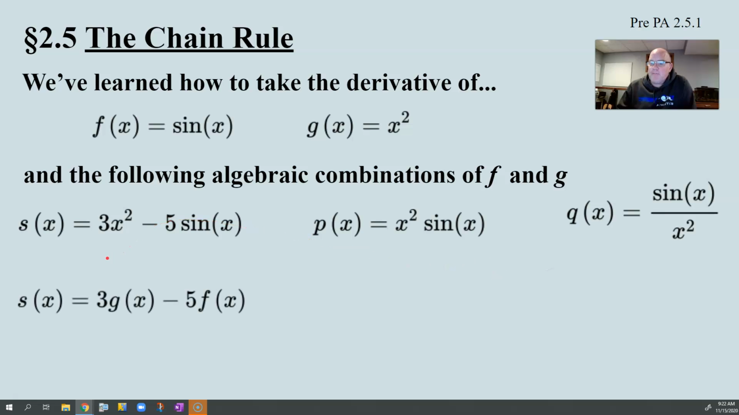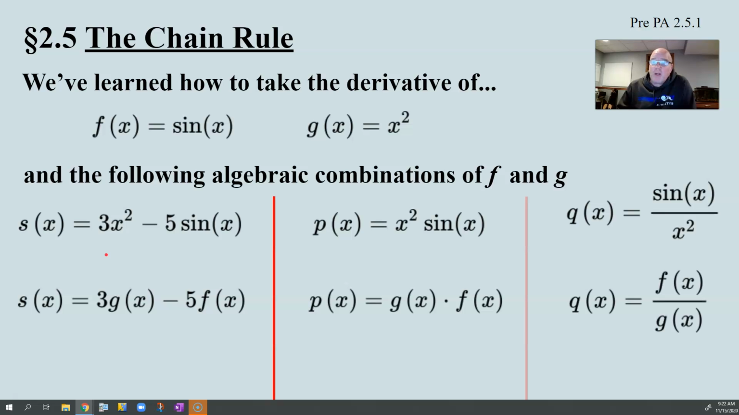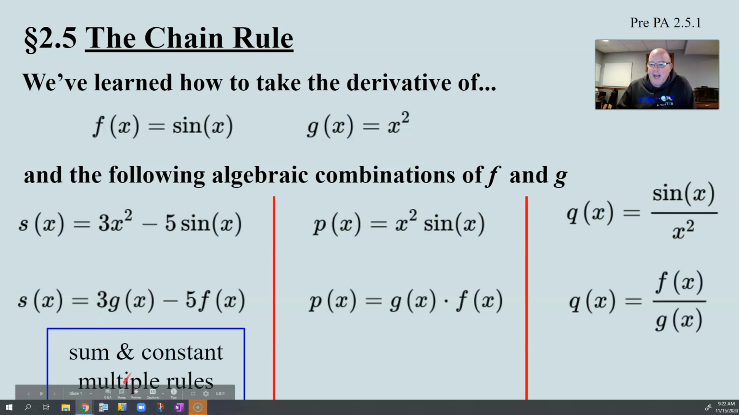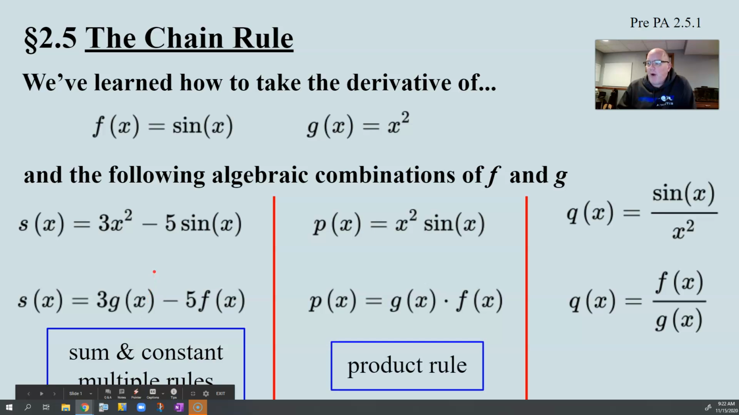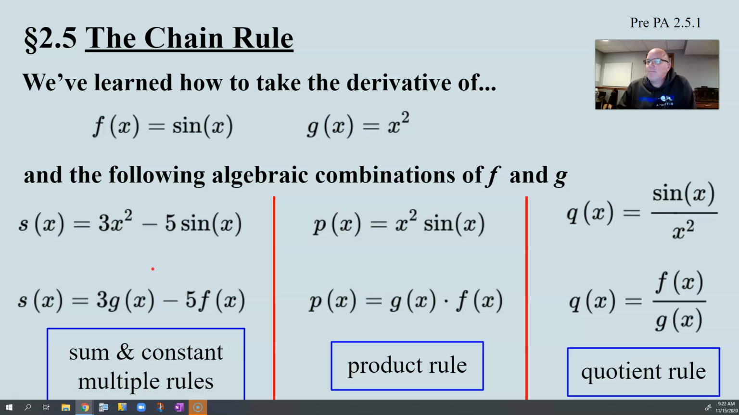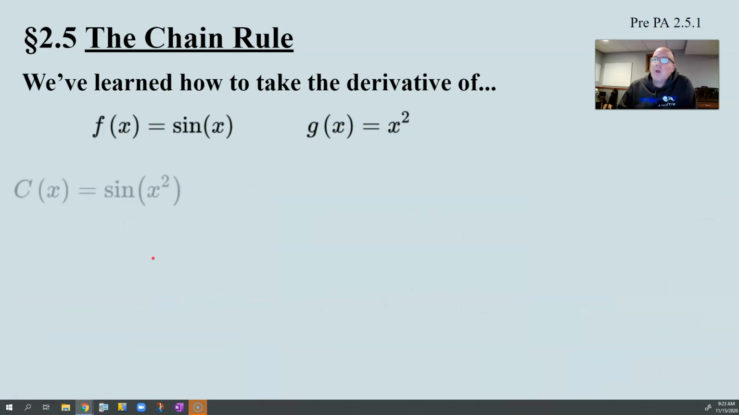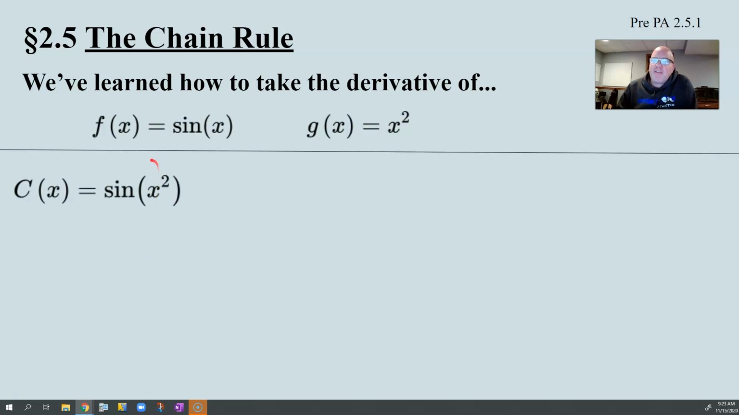So keep in mind that we know a lot so far. Sum and constant multiple rules, we know product rules, and we know the quotient rule. But, and you think, wow, that's pretty much it, right? Not so fast. What happens if I have a combination of the two functions?